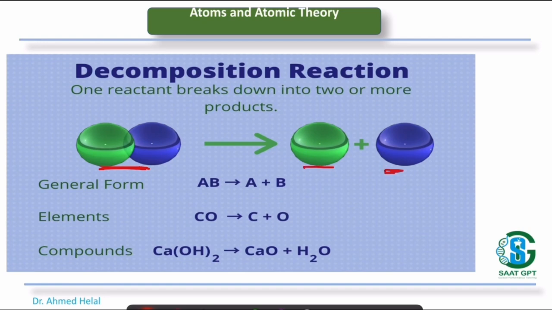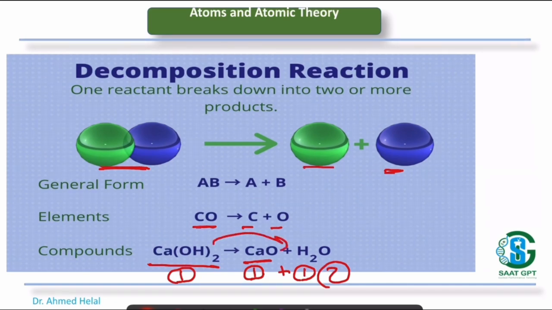For example, if I have carbon monoxide, CO, I have C plus O. It's a kind of decomposition. Here, on the other hand, I have calcium hydroxide, one reactant, which decomposes into calcium oxide and water. This means I have one reactant that decomposes into two products.